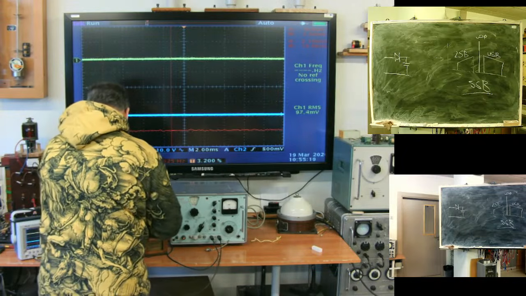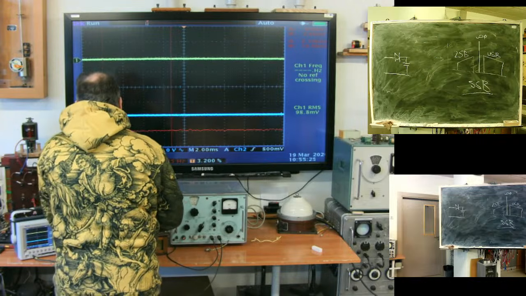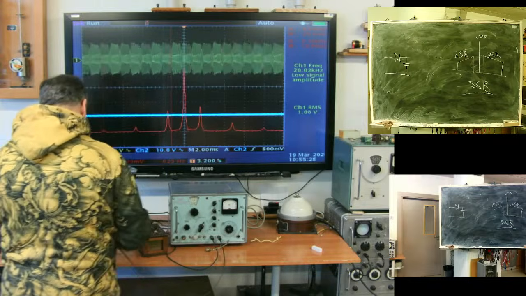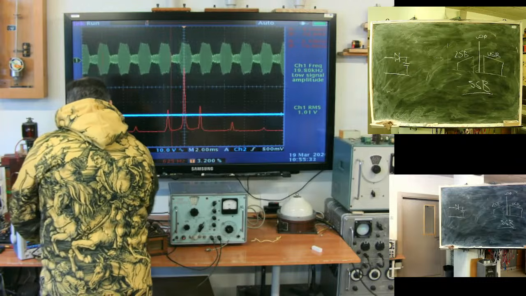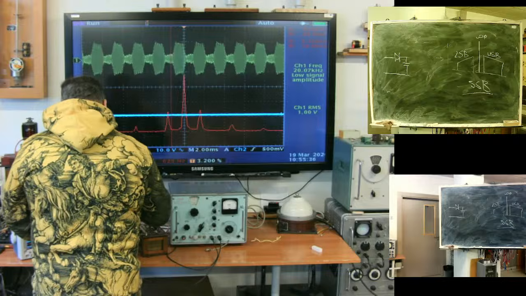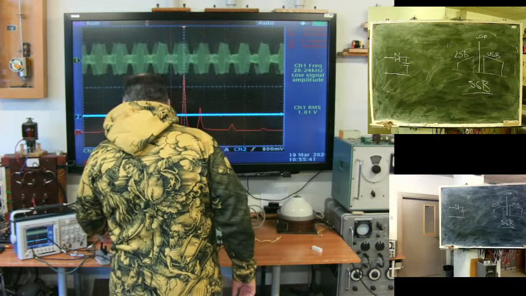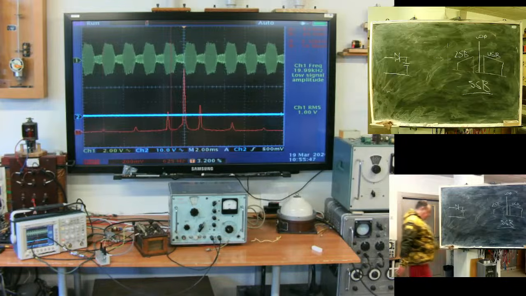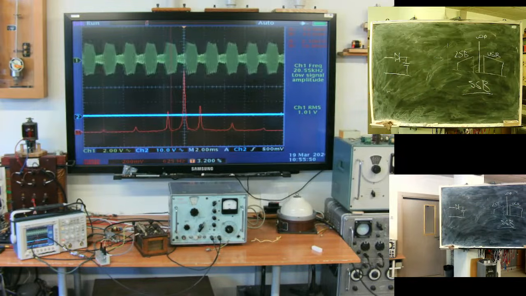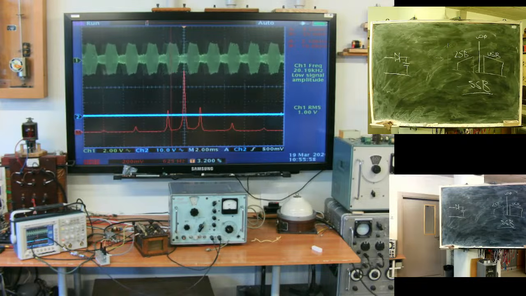No, this is not right. Modulated signal. I ran out of connectors, because I took the wrong one.